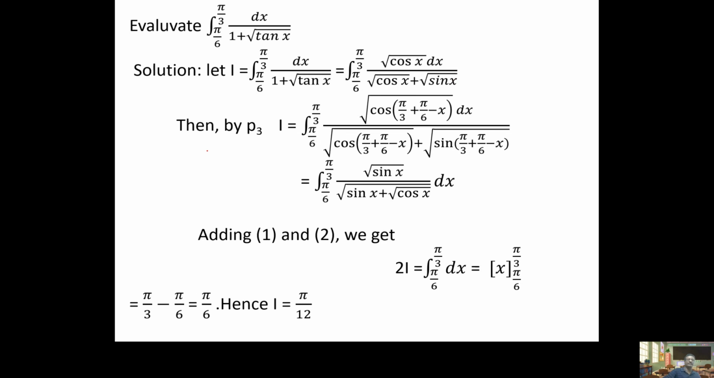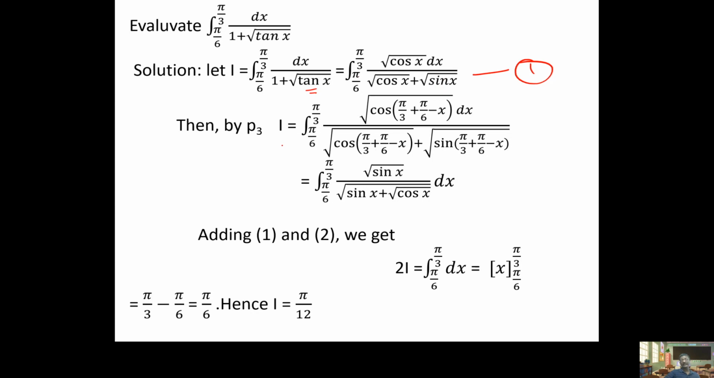Integral pi by 6 to pi by 3 dx by 1 plus root tan x. So take I is equal to integral pi by 6 to pi by 3 dx by 1 plus root tan x. So that is equation 1. Then you write root tan x as sin x by cos x. Then convert. Then you will get integral pi by 6 to pi by 3 of root cos x by root cos x plus root sin x.